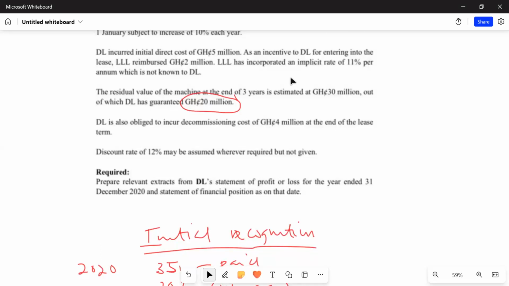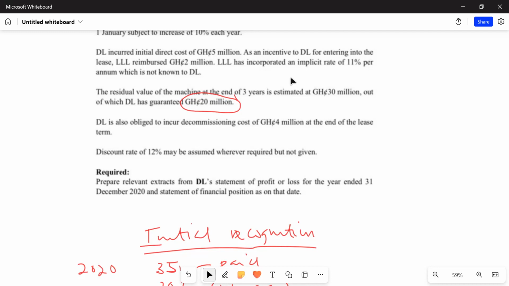So we treat this as a direct cost. That is a cost that we cannot avoid if we want to continue to lease the asset. We are going to incur it. So we find this, but this is 4 million at the end of the lease term.